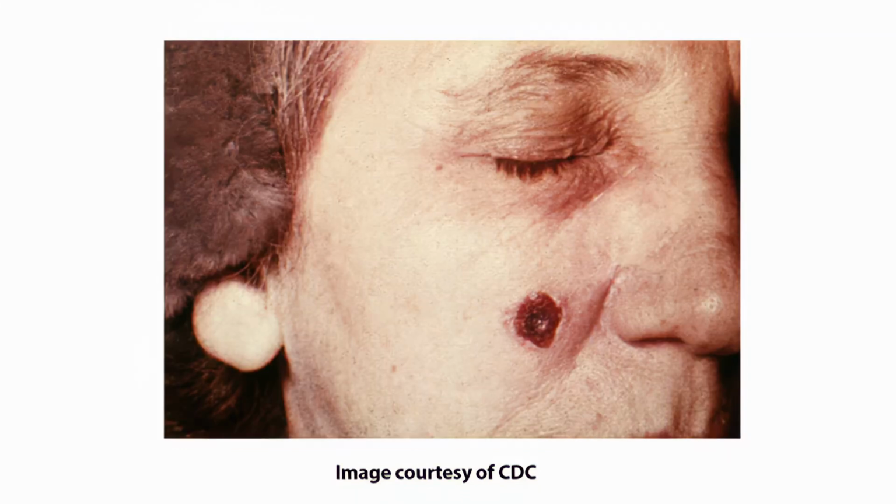And this is a lady who worked in a goat hair processing mill, which I didn't really know was a thing. But cutaneous anthrax occurs as a result of handling animals or animal products that contain the Bacillus anthracis spores. And in this case, the spores were in the goat hair.